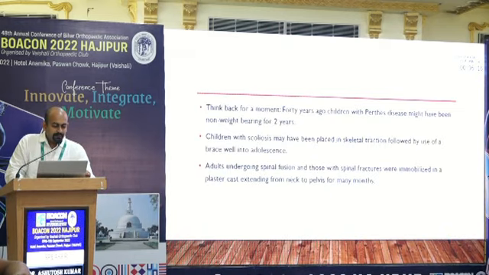Thinking back for a moment, let's say 40 years ago, children with Perthes disease might have been on non-weight bearing for 2 years. Children with scoliosis may have been placed in traction followed by use of a brace into adolescence. Adults with scoliosis were undergoing spinal fusions, and those with spinal fractures were immobilized in a plaster cast extending from neck to pelvis for many months.